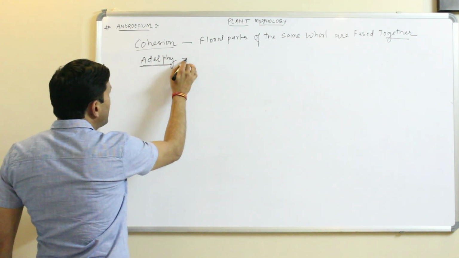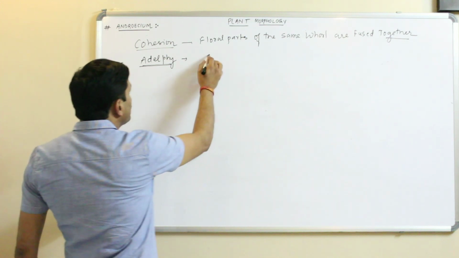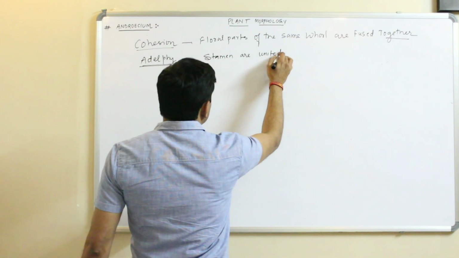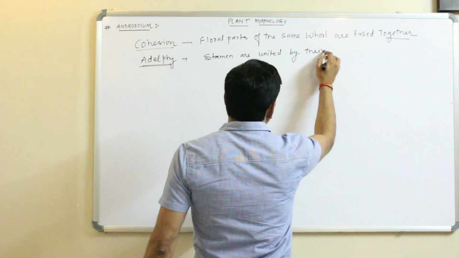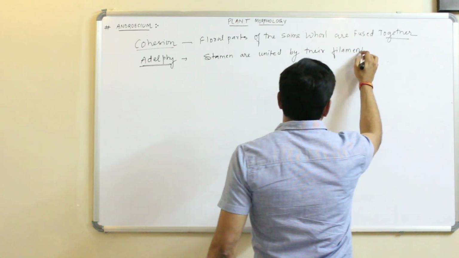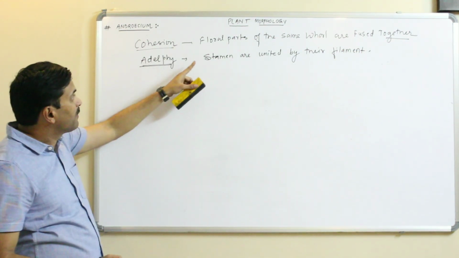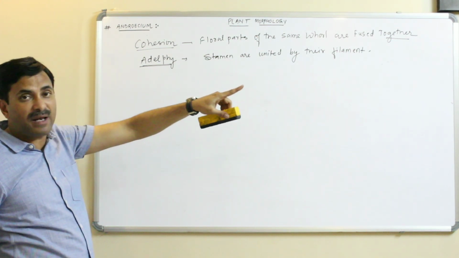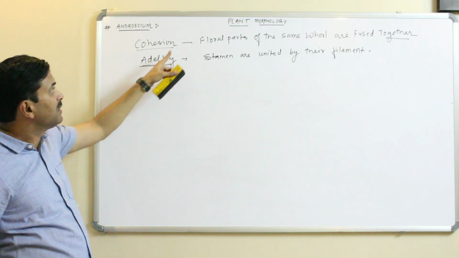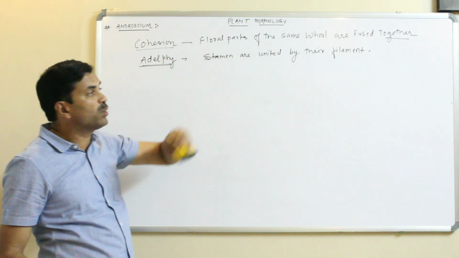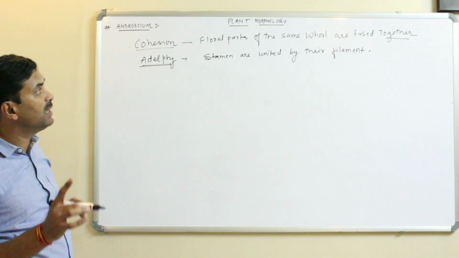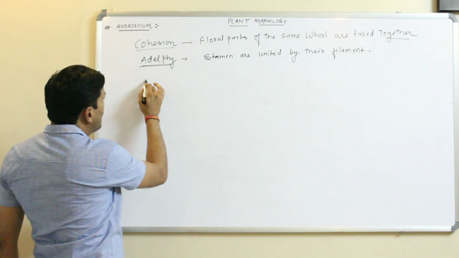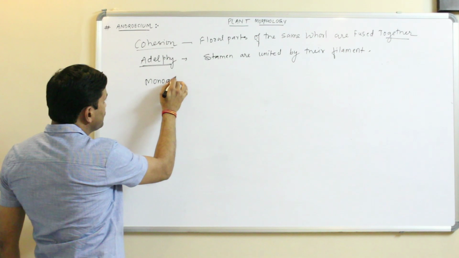One is known as adelphi. What is adelphi? Adelphi means stamens are united by their filaments. Stamens are united by their filaments, then this condition is called adelphi. And cohesion: floral parts of the same whorl are fused together, then it is called cohesion.